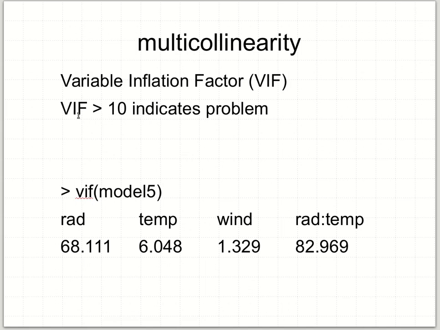So a clue here, this is from the car package. The VIF score, which is the variance inflation factor, is a measure of how multicollinear your variables are. And if you get a score of more than 10, that indicates a problem with multicollinearity. And you can see real quickly that radiation is easily above 10, temperature and wind are down below that cutoff, and the radiation temperature interaction is easily above 10. So it looks like I have a problem with radiation and radiation temperature multicollinearity. It means that they're correlated with each other. Well, as you might expect when you have radiation and a temperature interaction in there. Okay. So how would I deal with this?